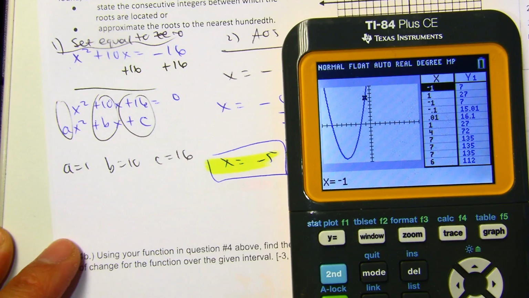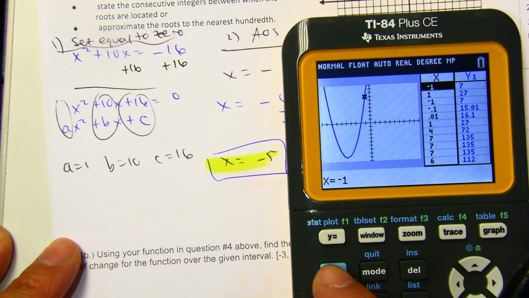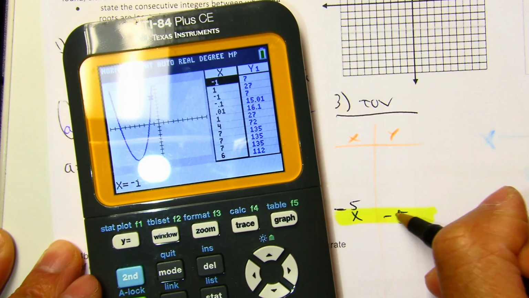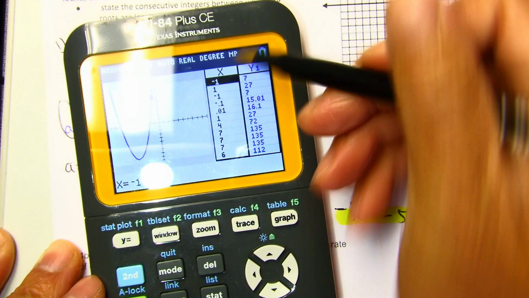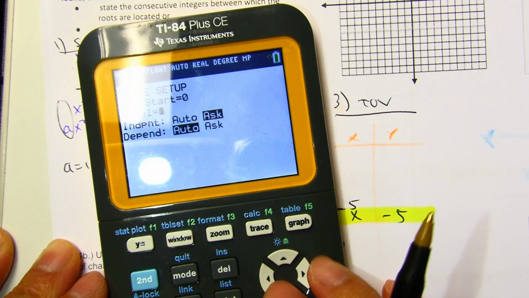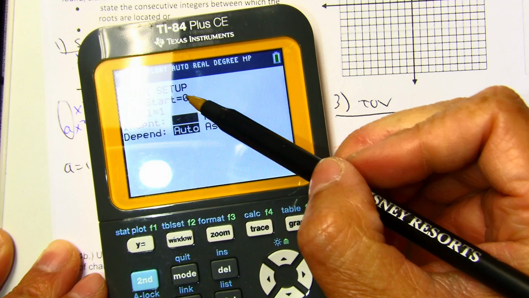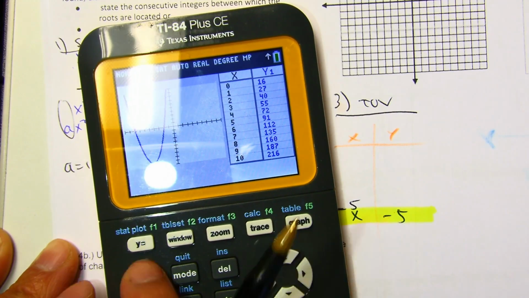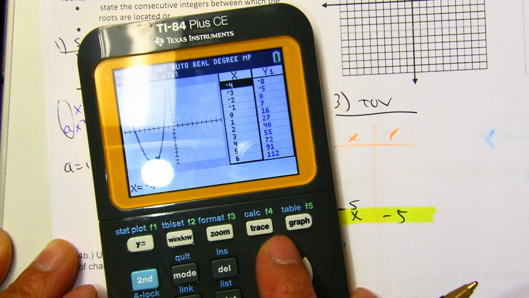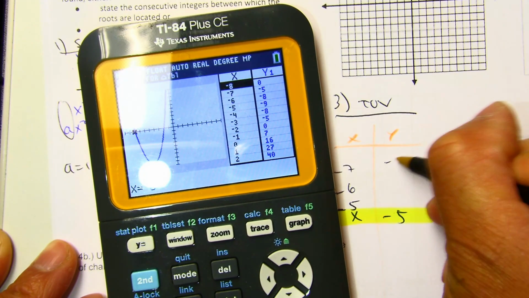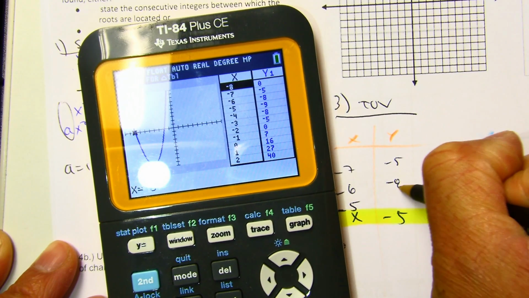Remember, if this is not highlighted, you can just press second graph to give you the table. And I'm going to go ahead and put -5 there. Okay, mine's not moving, so second window for table set. I want this to be on auto. And that can be 0, and that can be 1. So -6, -7, so -5, -8, -9.